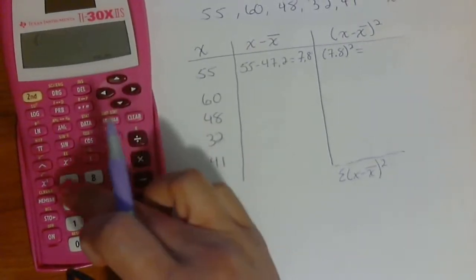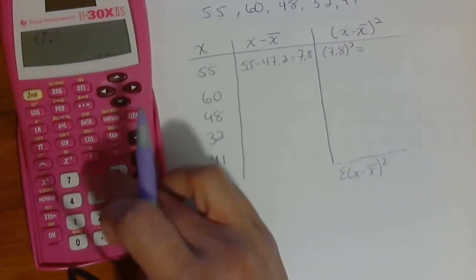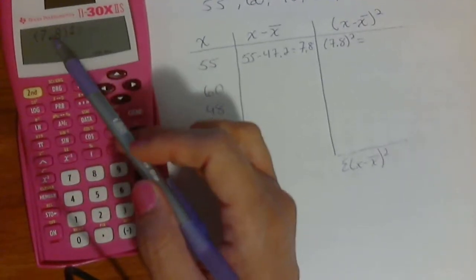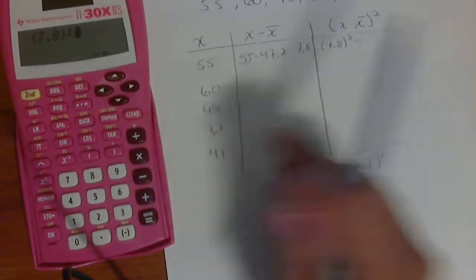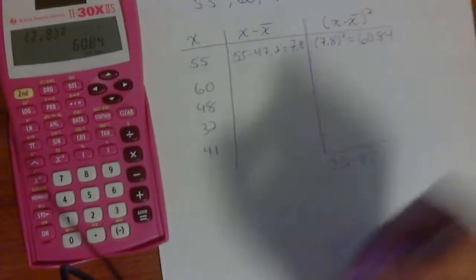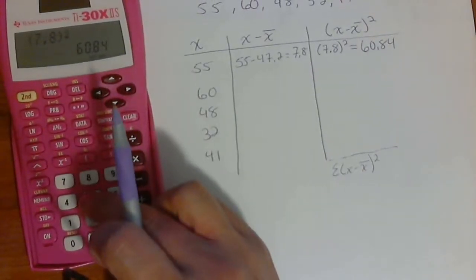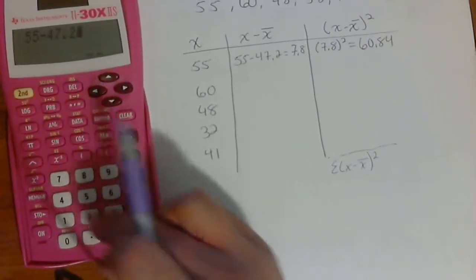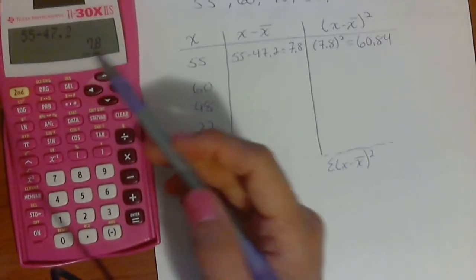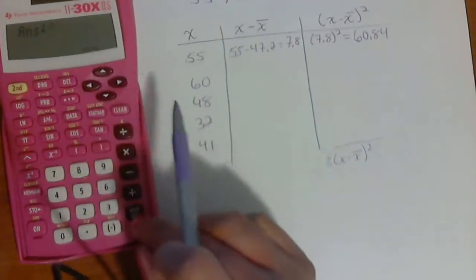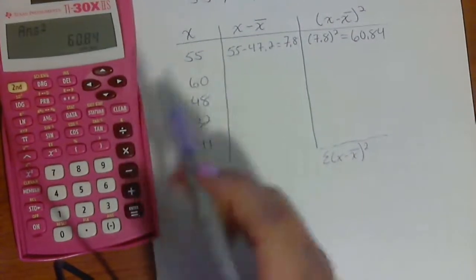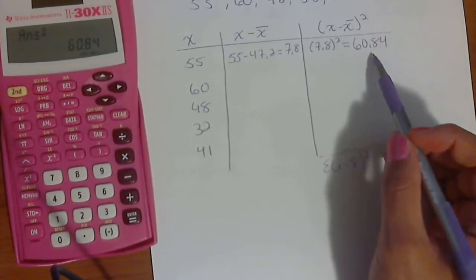So I can open my parentheses, type 7.8, and then hit the square button here. Notice it looks just like what I've written over here. I'll hit equal, and I get 60.84. Another way of doing it is, as you have just subtracted the mean, 47.2, the answer, 7.8, is already on your calculator. You can just hit the square button, and it squares your answer. And notice I get the exact same number.